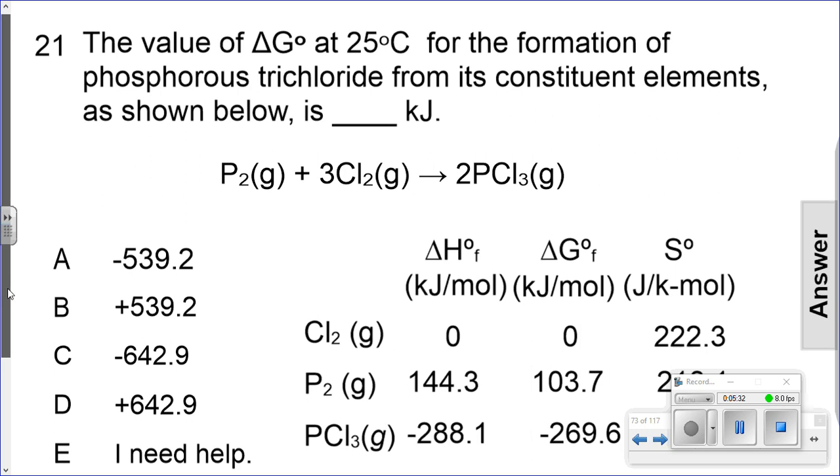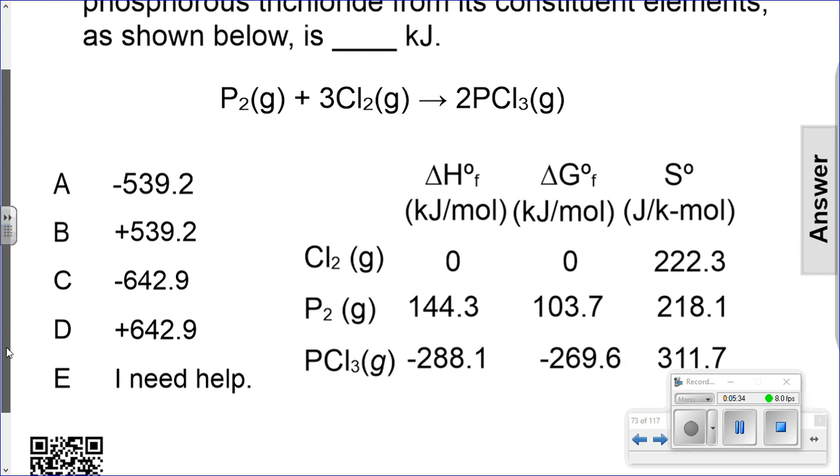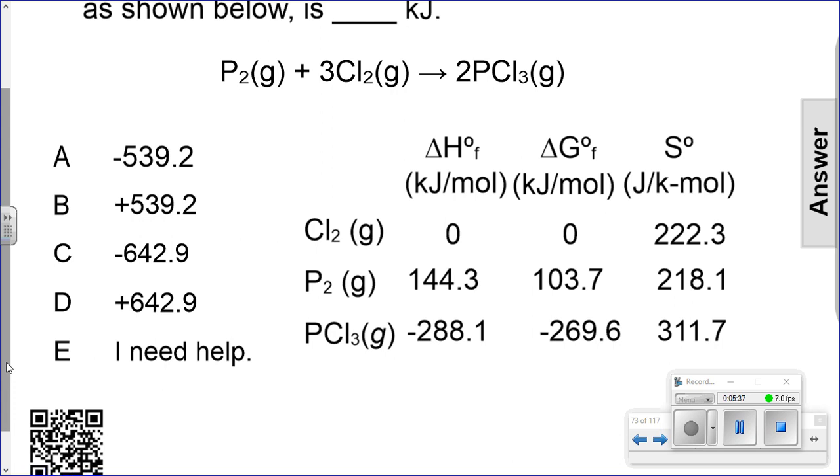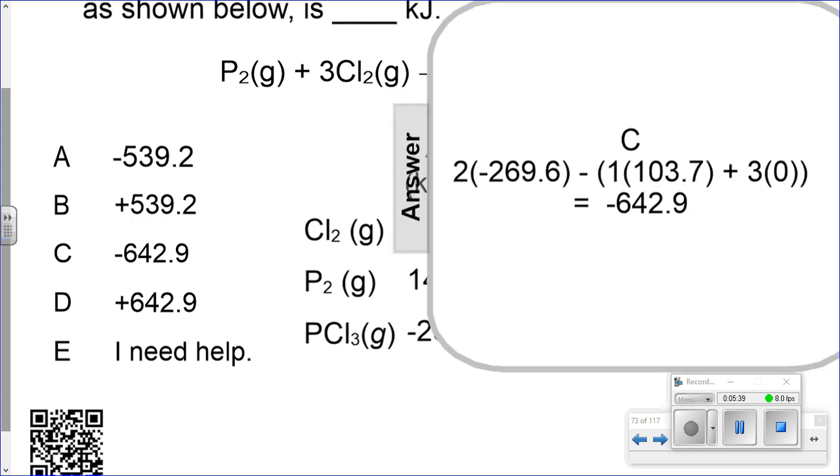Move this. So delta G at 25 degrees Celsius. Again, they should state that. And here we go. Pause where you need to.